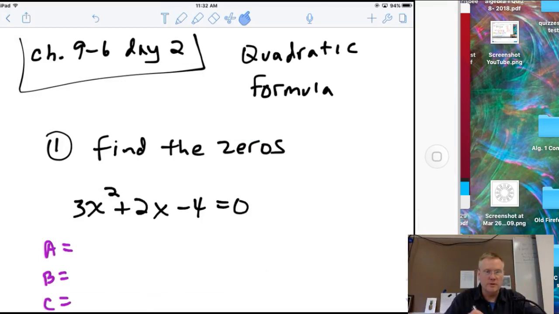Okay, hi, today we're going to do more quadratic formula. This is day 2 of the quadratic formula. I'm going to jump right in.